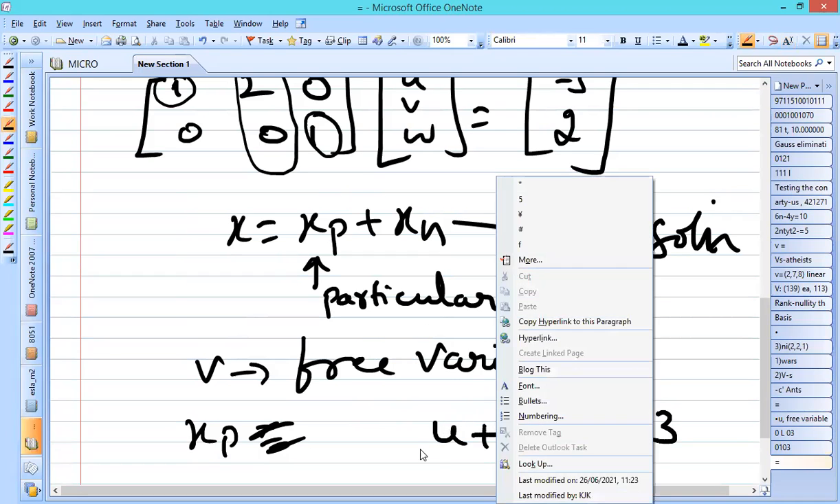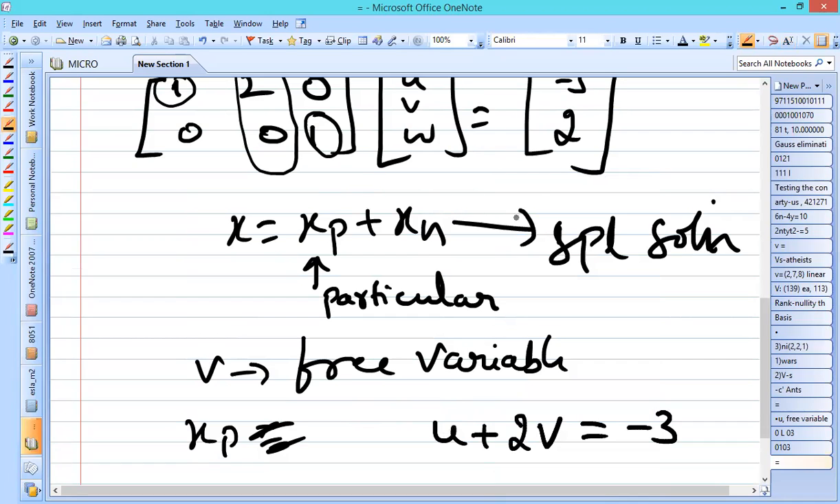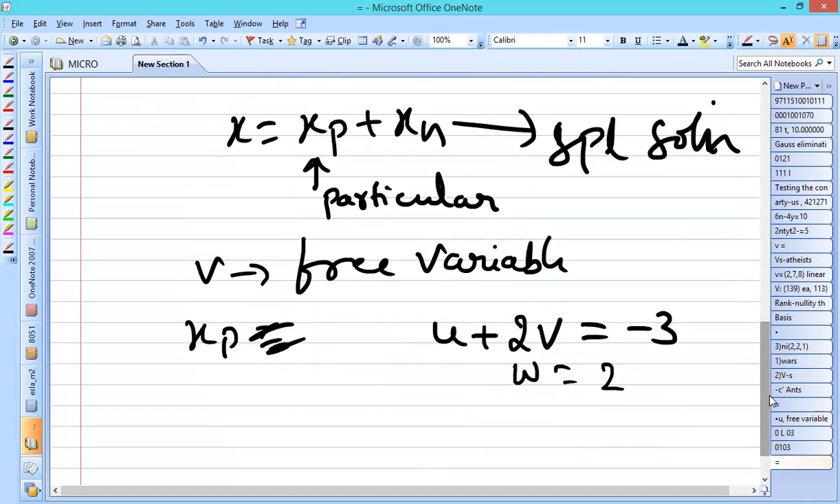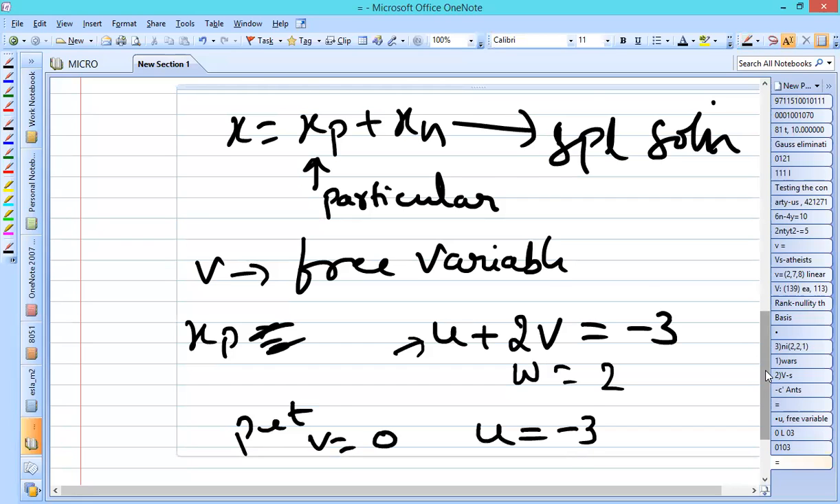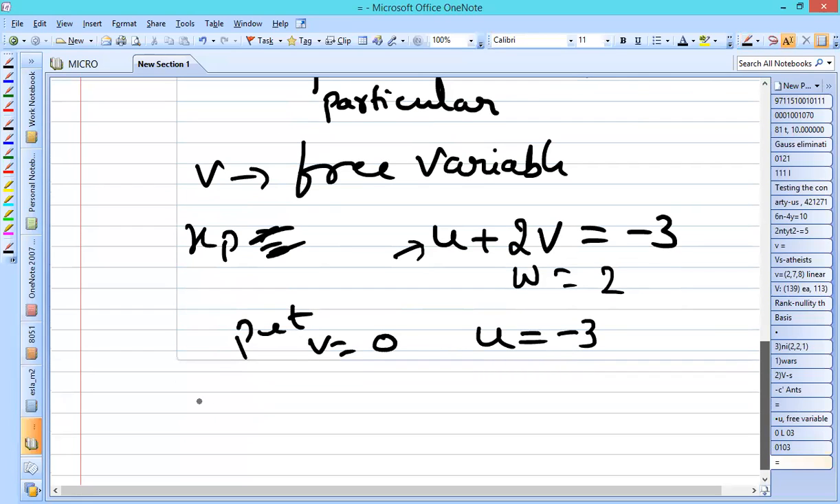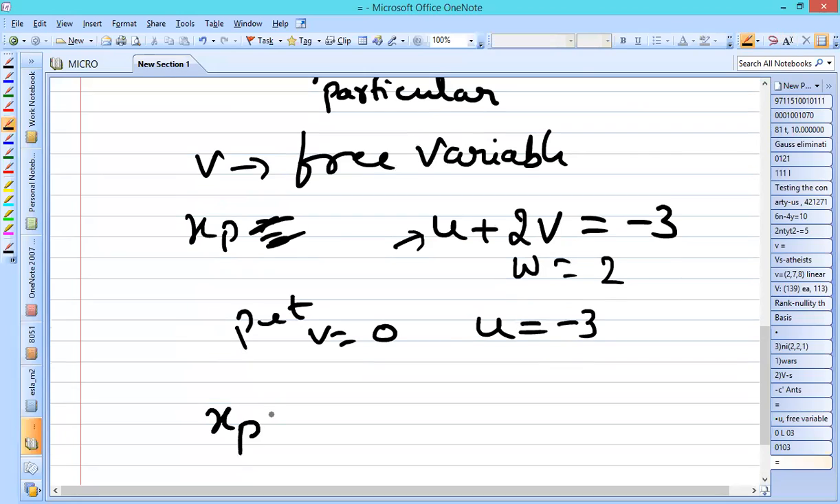So here if you observe the elements, we'll be getting W is equal to 2. Now in order to have a particular solution from this, I'll be putting V as 0. Suppose I put V is equal to 0, then the first equation will result in the value U is equal to minus 3. So now we have the values of U, V, W. Now we can write the elements of the particular solution, that is XP is equal to U is minus 3, V is 0 and W is 2.